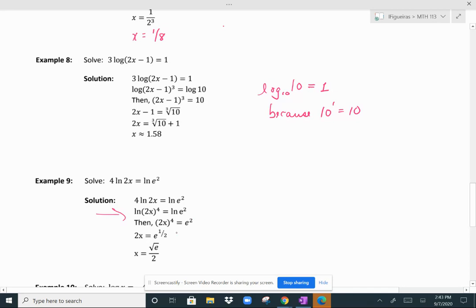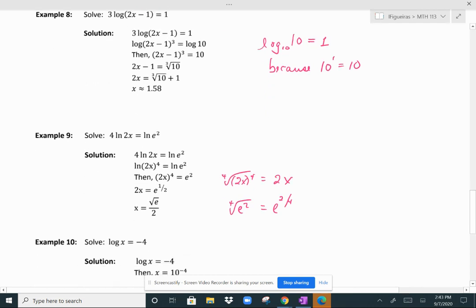So if you take the fourth root of both sides, the fourth root of (2x) to the fourth power is 2x, which is this, and the fourth root of e squared is e to the 2 over 4, which is e to the 1/2. Then divide by 2, and you get that x is equal to the square root of e over 2. Okay, so let's move on to the next one.